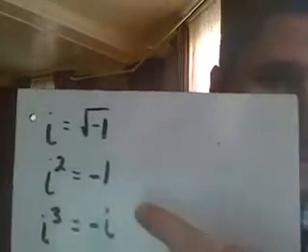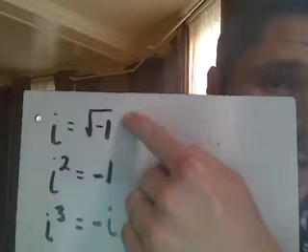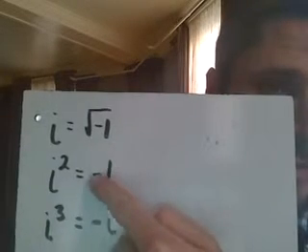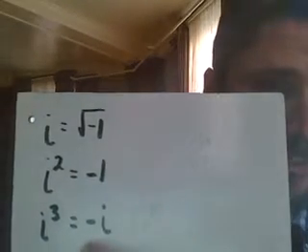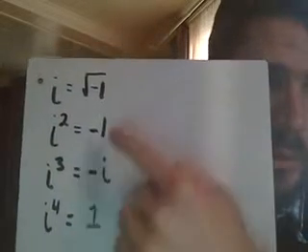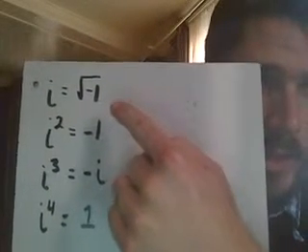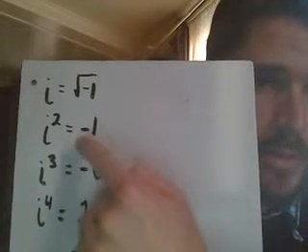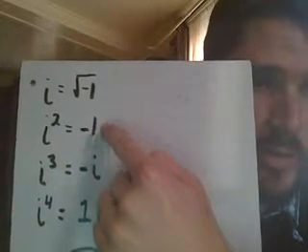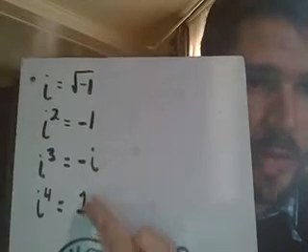Just to recap something we did in class: we figured out that i is simply the square root of -1. i squared would be i times i, which is -1. i to the third power would be i squared times i, which is nothing more than -i. i to the fourth would be -1 times another i squared, which is also -1, so -1 times -1 is +1.